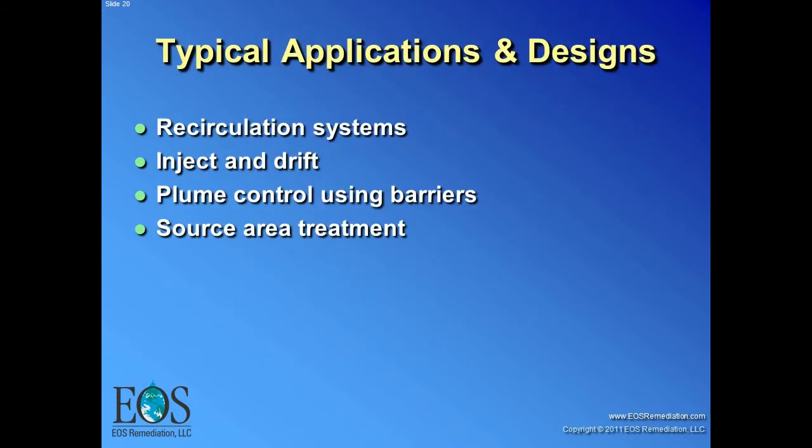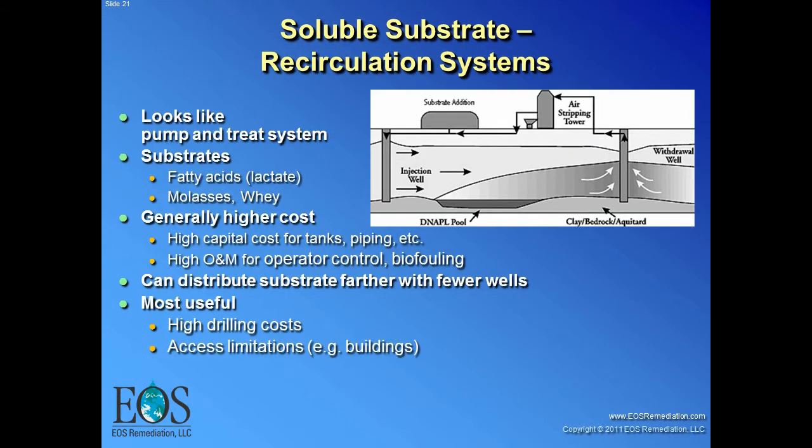Okay, different typical designs and applications, and I'll go through some of the different designs. This is a fairly typical soluble substrate system. Sometimes people do inject, but this is a sort of early design that lots of people used. They'd put in an injection well. They'd inject a soluble substrate mixed with water. They'd flush it past the contaminants, the DNAPL pool, and they'd have an extraction well down gradient. They pump that water out. They might have to treat it in an air stripping tower. They add more substrate, and then they pump it around in a circle again.